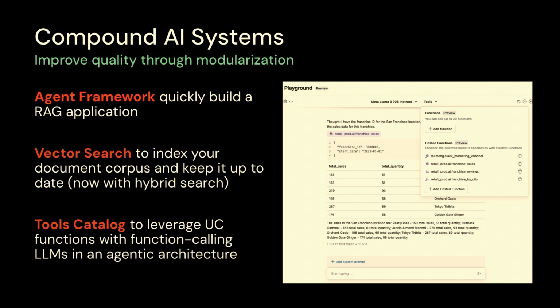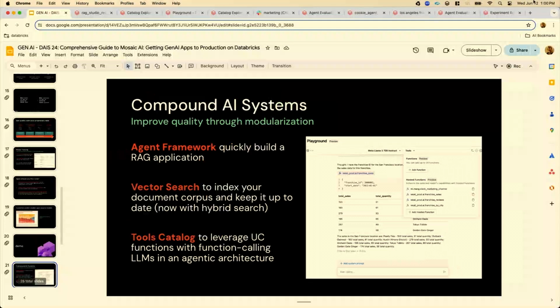the Agent Framework. We GA'd vector search recently, so vector search is supporting hybrid search and a new embedding model now as well. And then the tools catalog is what we showed this morning in the keynote, and so we'll show that again, really cool. We'll do like another quick version of that, take 2.